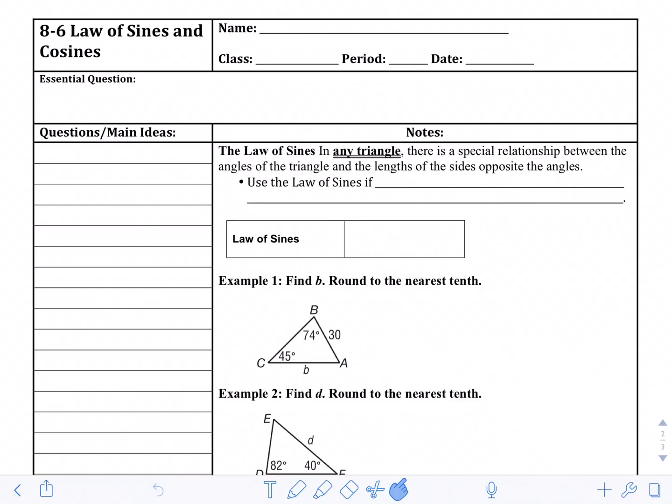All right, this is the 8-6 notes over law of sines and cosines. Now, this is going to be a little bit longer, so just make sure that you have plenty of time to go through this, okay?